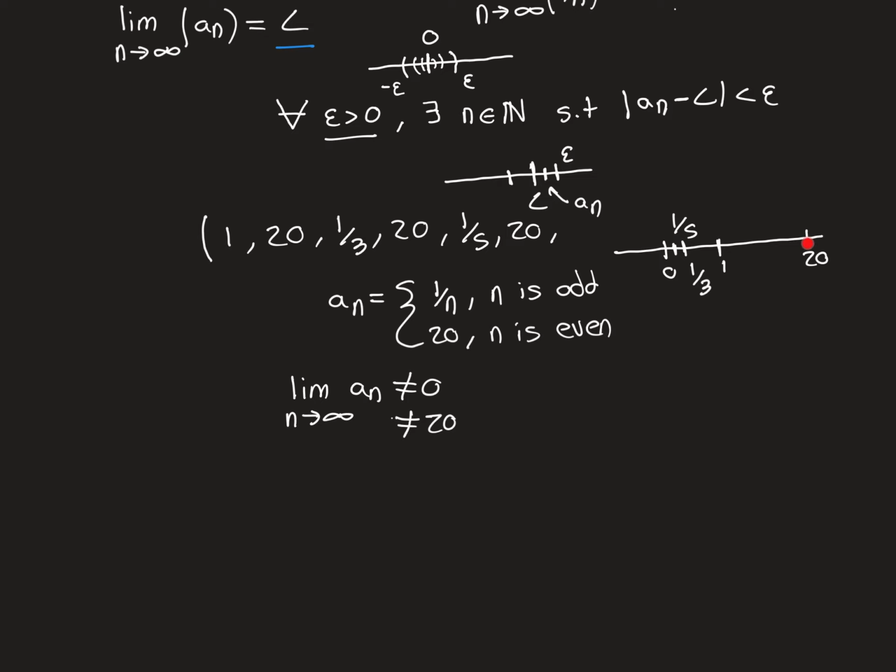Both of these points are limit points of the sequence, but overall it doesn't have a limit. It's not correct to say it has a limit. If you like, it really has two limits. It has the limit of 0 and the limit of 20. They are both limit points of the sequence, but in order for a sequence to overall have a limit, it has to only have one limit point.